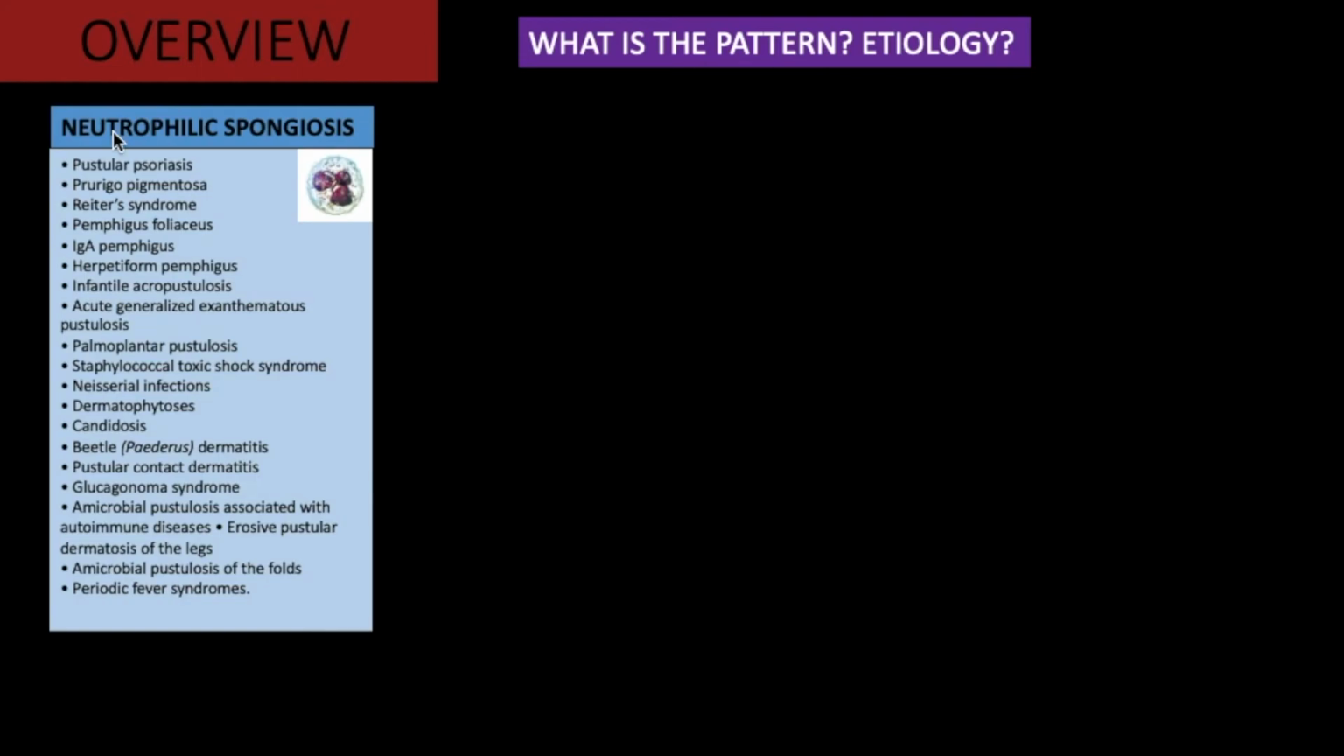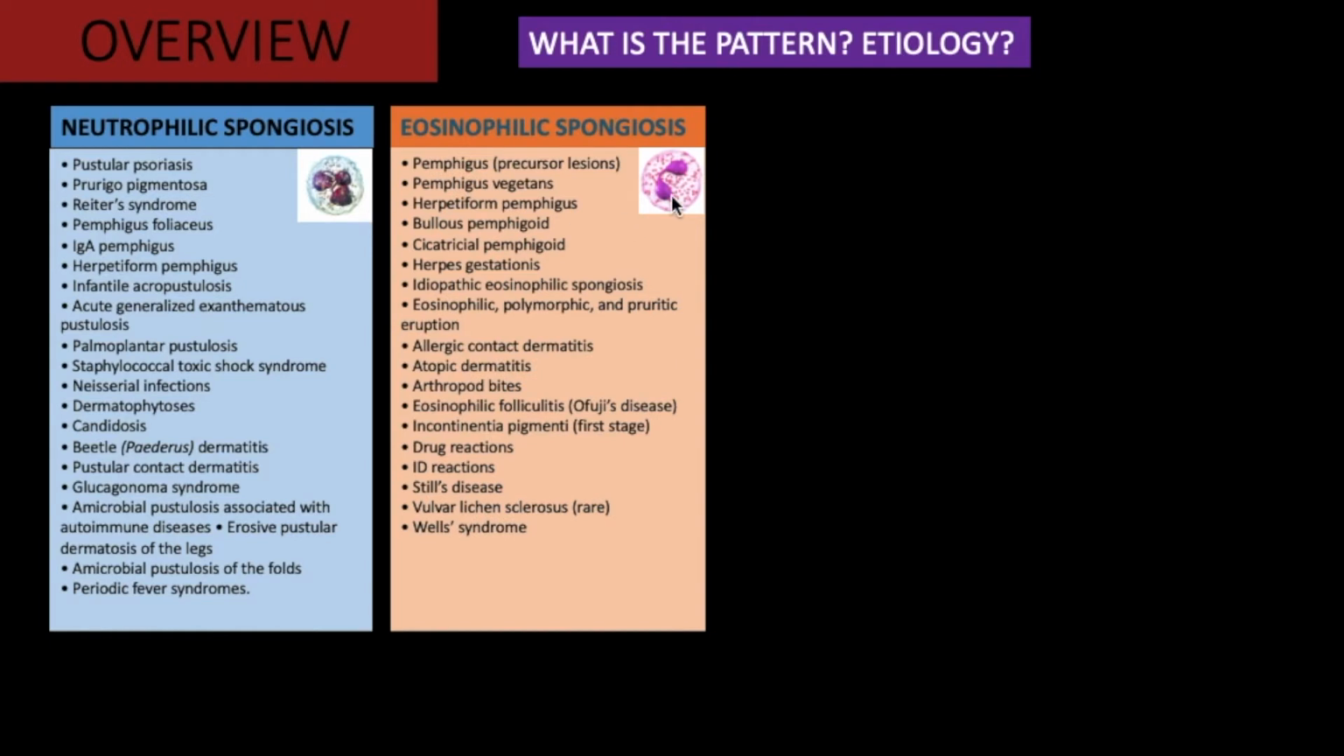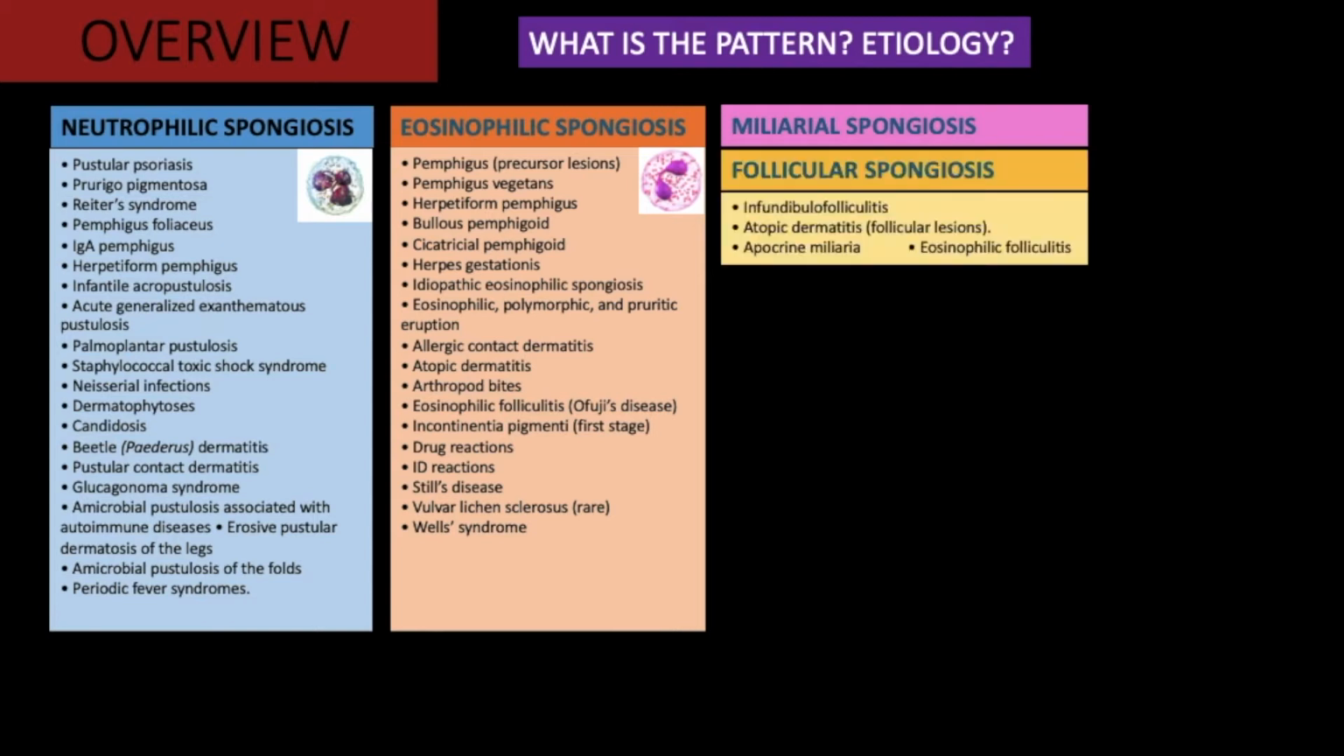So after we recognize the pattern as spongiosis, and we think about the etiology, then we think about the type of cells. We'll talk about all these different diseases in order. Spongiotic reactions are divided into neutrophilic, where the main cell type is the neutrophil; eosinophilic, where the main cell type is the eosinophil; miliaria, where the problem is in the sweat gland or sweat duct unit; and follicular, where the problem is in the hair follicle.